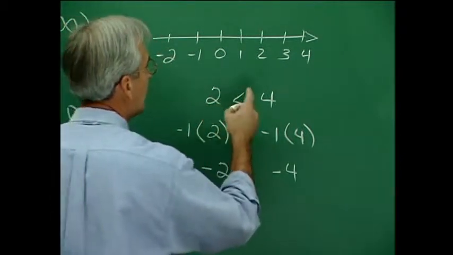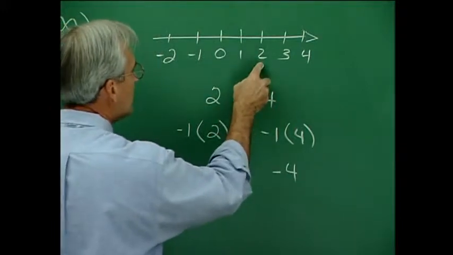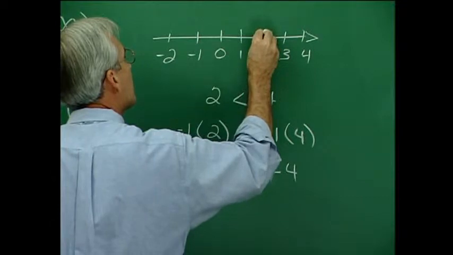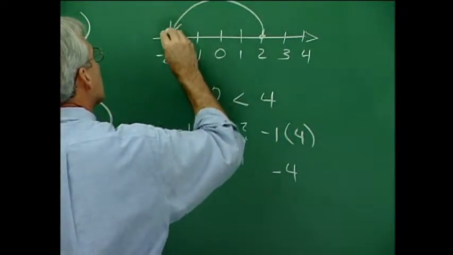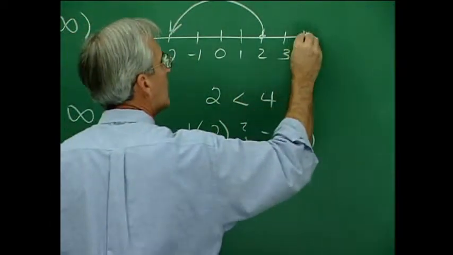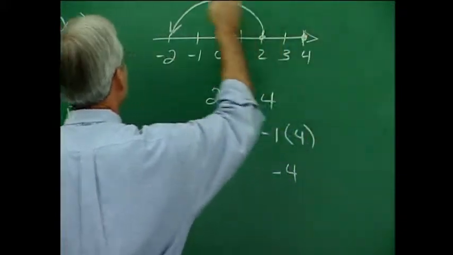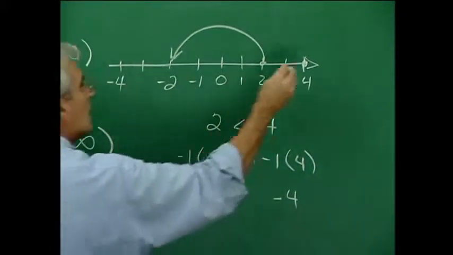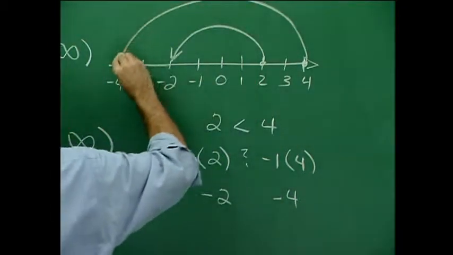Now look at what's happening on the number line. When I multiply this by -1, the value becomes -2. When I multiply -1 times 4, I get a kick over to this side. I need a -4 over here to kick it over to. So we get a kick over to the other side like this.